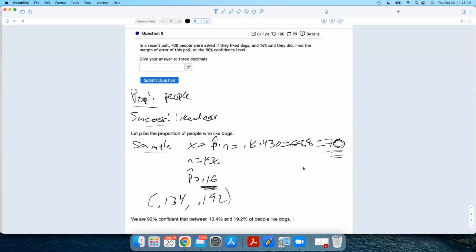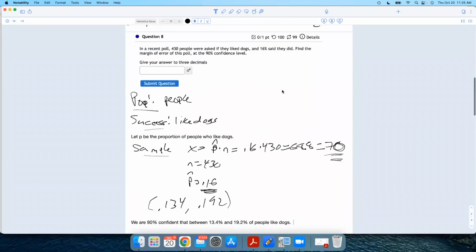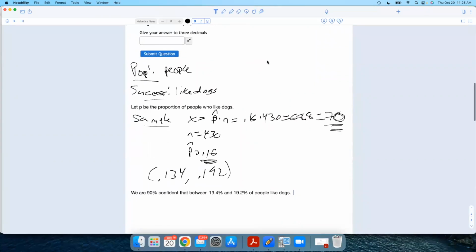Well, whoever made up this problem just made up numbers, didn't they? I'm sure more than 20% of people like dogs. Everybody likes dogs, right?